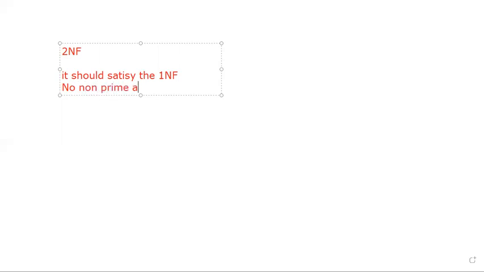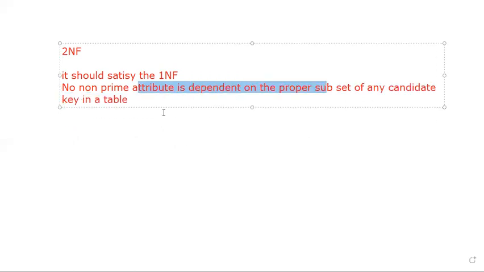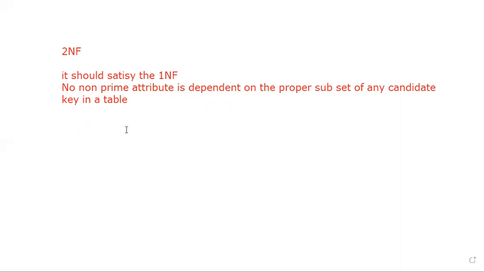So no non-prime attribute is dependent on a proper subset of any candidate key in a table. If these two conditions are satisfied, then we can say the table is in the second normal form.